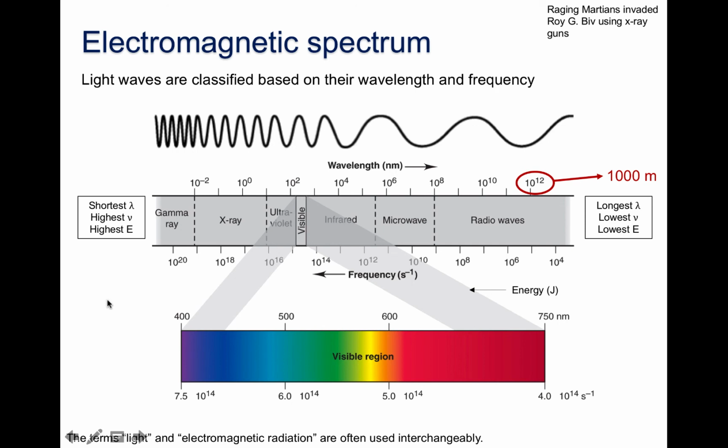So you should be familiar with the order that these go in, and that gamma rays have the shortest wavelength, highest frequency, and highest energy. Radio waves have the longest wavelength, lowest frequency, and lowest energy. And one thing to be aware of, you may see the term electromagnetic radiation. It's just asking you about what type of light. So electromagnetic radiation and light are often used interchangeably.